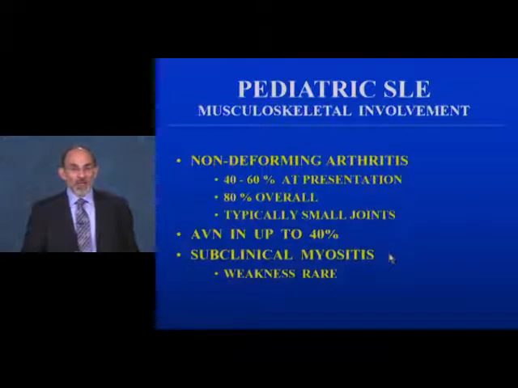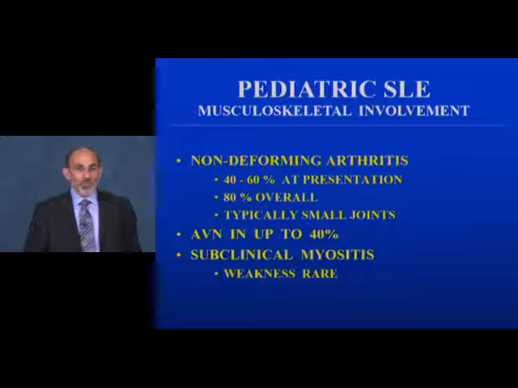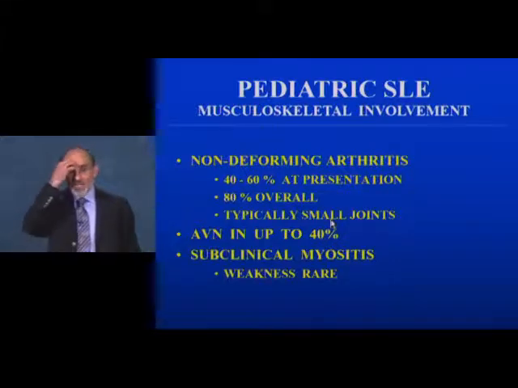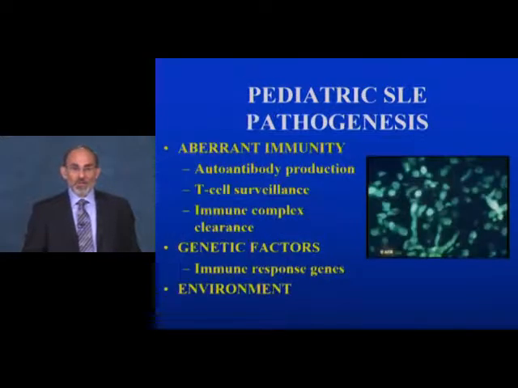Arthritis is seen in about half of kids at presentation and 80% overall. It's non-erosive typically. It's more in the small joints. There's a lot of tendinitis as well. So it looks a little bit like polyarthritis, but much more tendinitis. And in the hips, they get up to 40% incidence of avascular necrosis, even without using steroids. There's often subclinical myositis. If you measure a CK, you might see it, but it's not usually clinically important, and the kids are not usually weak from this.